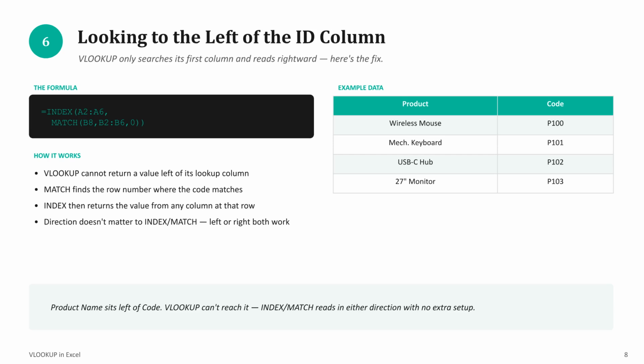Our formula, INDEX of A2 to A6, that's the product name column on the left. Then MATCH of B8, our code, against B2 to B6, the code column, with a 0 for exact match. MATCH finds which row the code is in, and INDEX simply returns whatever's in that row from column A, regardless of which side of the lookup column it's on. INDEX and MATCH don't care about left or right at all. They just care about row position. Once you're comfortable with INDEX and MATCH, this so-called limitation of VLOOKUP stops being a problem altogether.